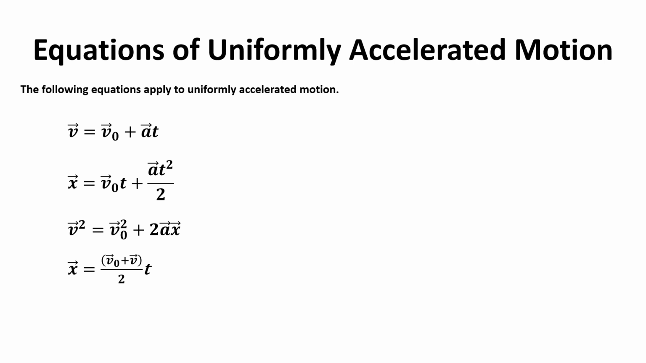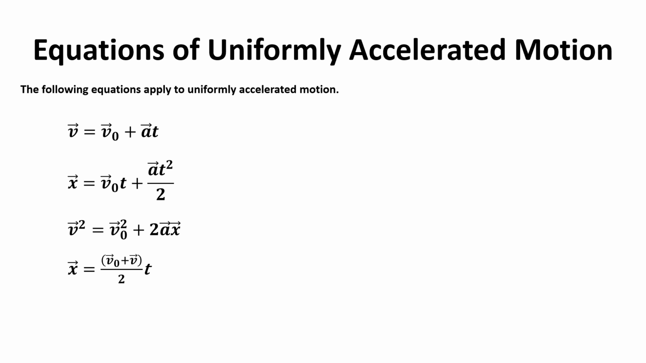Hello everyone, this video is about uniformly accelerated motion. So what is accelerated motion? Accelerated motion is a non-uniform motion, which means that the velocity is changing. So if the velocity increases or decreases, we have acceleration.